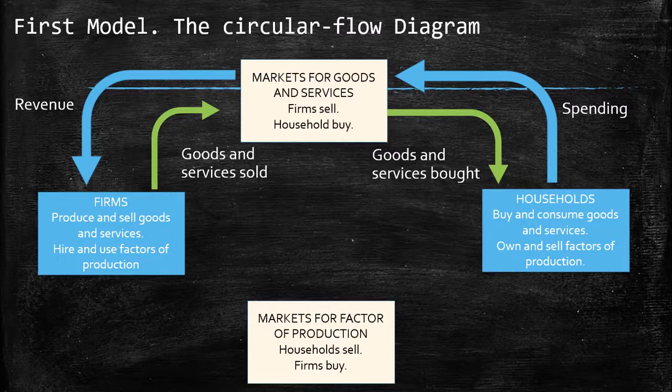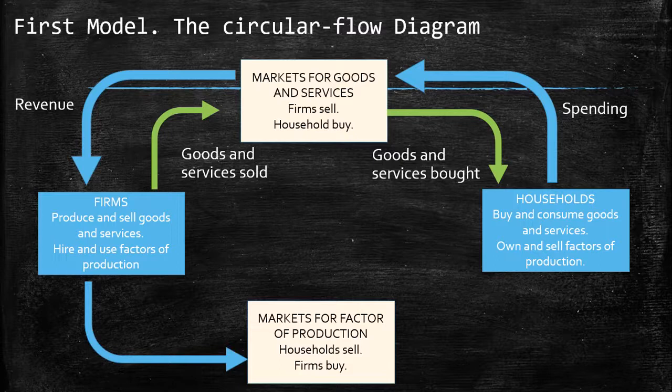The other market is the market for factors of production, where the households sell because they are the owners of the factors of production, and the firms buy what they need. They need land, capital, and labor.